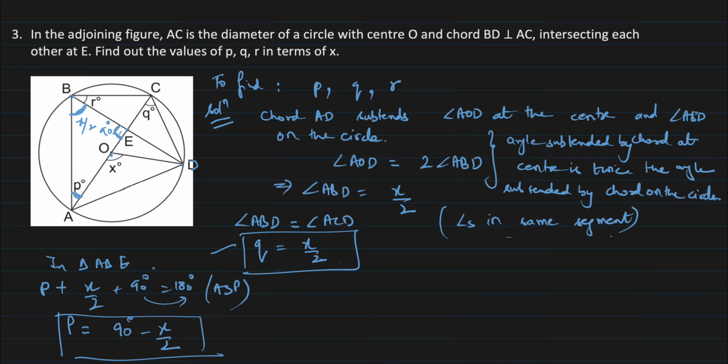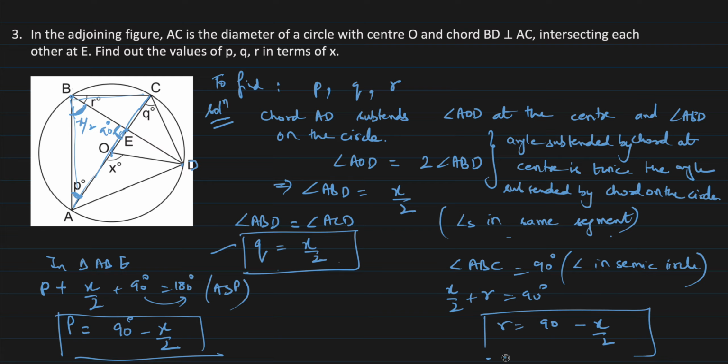Now over here we got P and Q, R is left. Now what about angle ABC? Angle ABC, can I say 90 degrees? Reason? Angle in semicircle. Why angle in semicircle? AC is the diameter, right? And so this is an angle in semicircle which is 90 degrees. So angle ABC is X by 2 plus R, right? So what is R? 90 minus X by 2. So P and R both are coming the same, right? 90 minus X by 2, and Q's value is coming out to be X by 2. So we are done with the question.